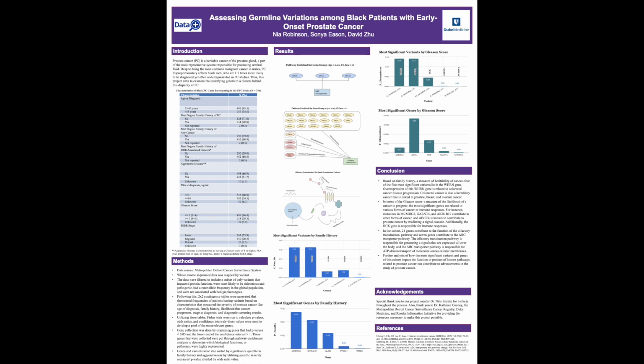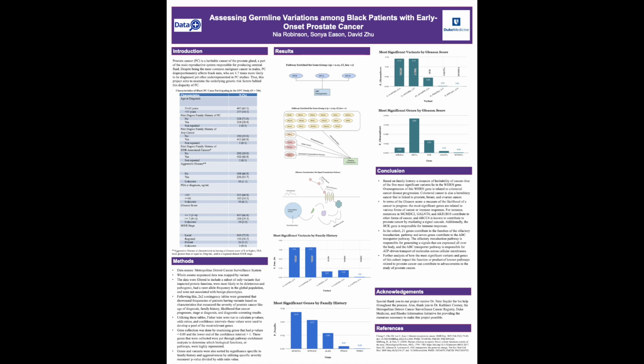We're focused on prostate cancer, which is a heritable cancer of the prostate gland, part of the male reproductive system. And it is the most common malignant cancer in males, and multiple twin studies and genetic studies have demonstrated how prostate cancer is indeed heritable. And unfortunately, prostate cancer disproportionately affects Black men, who are more likely to be diagnosed, more likely to die, and more likely to be diagnosed at a younger age with prostate cancer. And they're often underrepresented in prostate cancer studies as well.